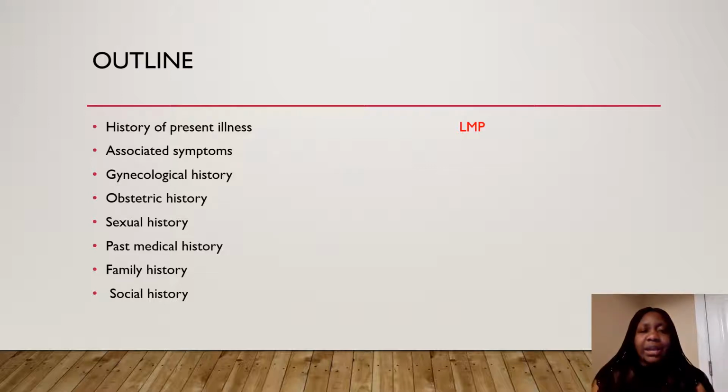Here is my outline. I'll be talking about the history of the present illness, associated symptoms, the gynecological history, the obstetric history, sexual history, past medical history, family and social history. If you notice, I have highlighted LMP in red at the right hand corner. This is because very often we may forget to ask the LMP from a female patient, and I would just advise that at the beginning of your encounter with a female patient, you scribble LMP in the corner so that you don't forget to ask.